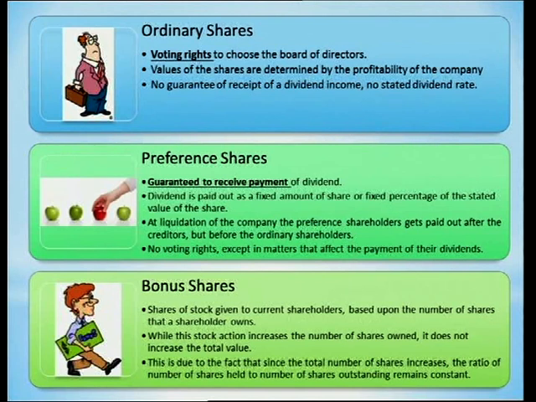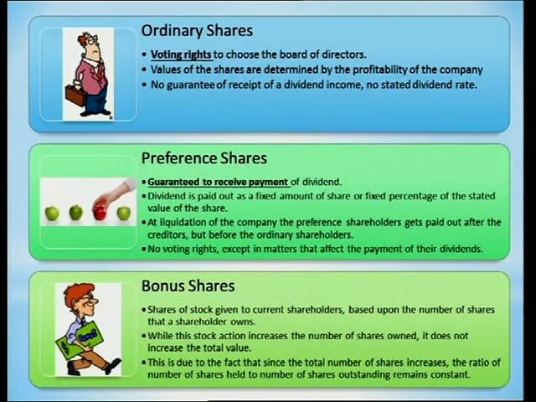Then we have your bonus shares. These are shares or stock given to current shareholders based upon the number of shares that the shareholder owns. Now, often what happens here is that in some years we cannot declare a dividend because of the recession or things are tight. Then often in those years, the board of directors will make a decision to declare a bonus dividend, which means shareholders, especially ordinary shareholders, still get something in return. So while the stock action increases the number of shares owned, it doesn't increase the total value. However, when dividends are declared, your total value of shares is going to be more, so the amount of dividends that you will receive will also be so much more as well.